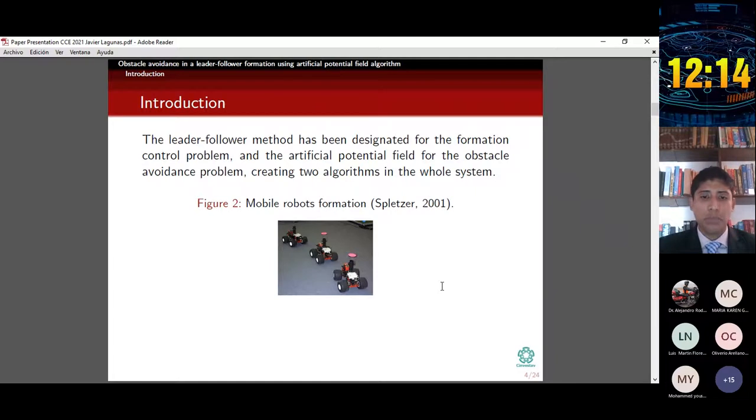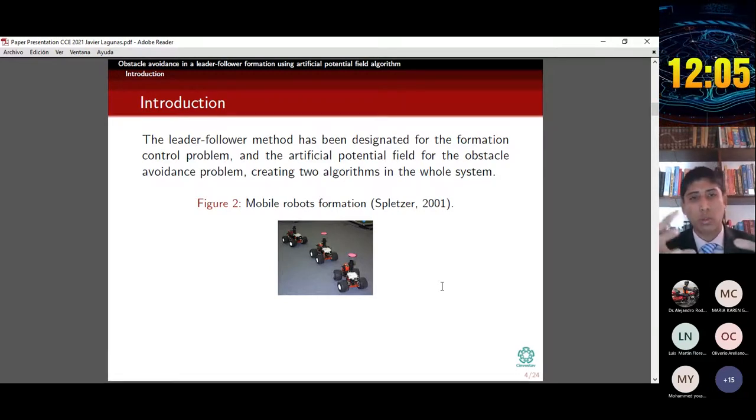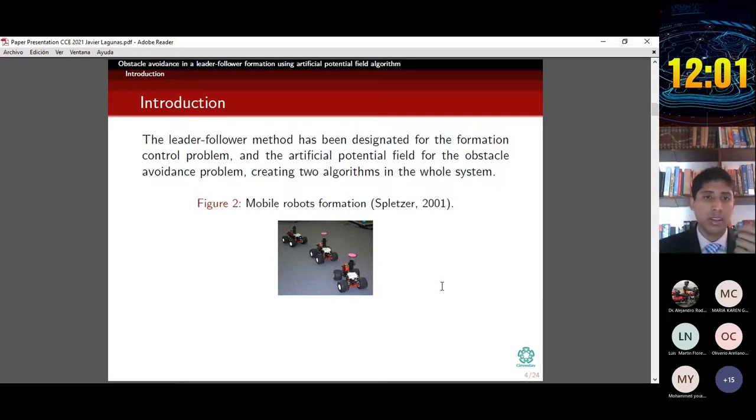The main contribution of this paper is to design a control technique for the formation of agents in any geometric shape and in any type of trajectory. In addition, a method to avoid obstacles without having to use any kind of sensors.